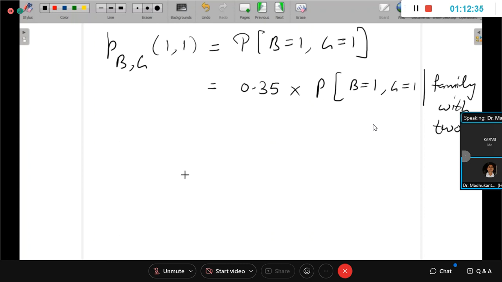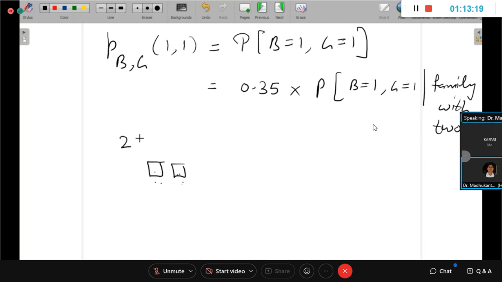Now if you look here, I've got this family with 2 children, so you have 2 boxes. One is a boy and one is a girl. Now how many possible ways are there? First is boy, second is girl, or girl is first and second is boy. If you fix this, there are 2 possible ways.